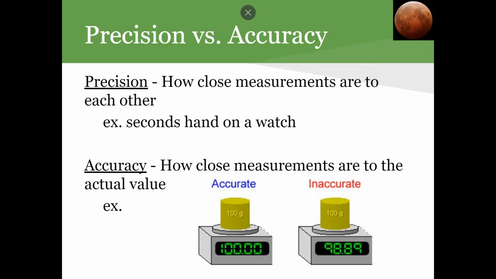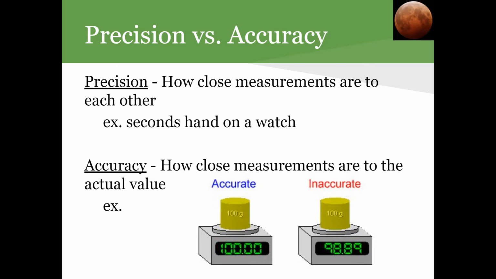And then accuracy is how close you are to the actual value. And then that's really confusing. But this scale, I think, helps a lot. So we have this object that it's 100 grams. We know it's 100 grams. And my scale says on the first one that it's 100 grams. That's accurate because it's actually the value.